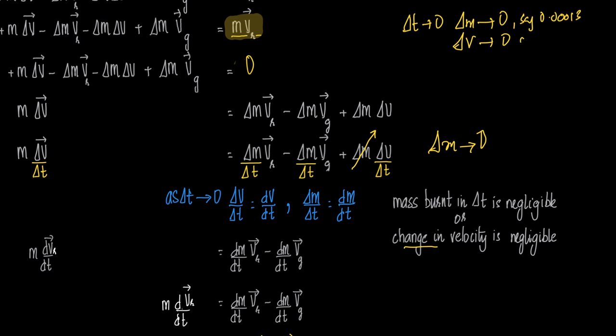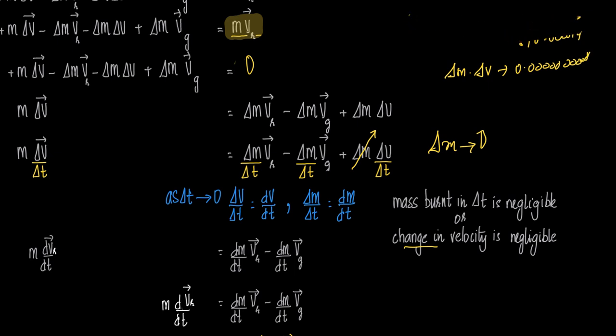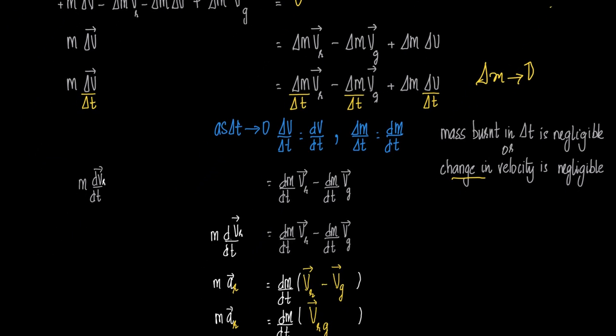Or let us say for example, this is 0.000013 seconds, and this is 0.000014, and therefore what will be delta m into delta v? That would be 0.00000, a very, very, very small number. Therefore what we can do is we can neglect this entire thing over here, which means we can neglect this term completely.